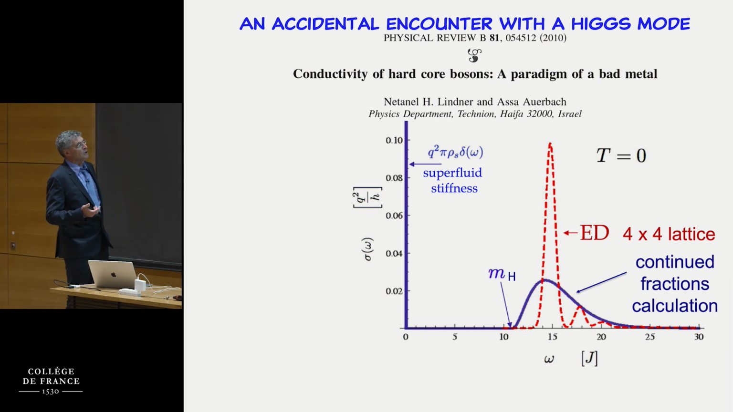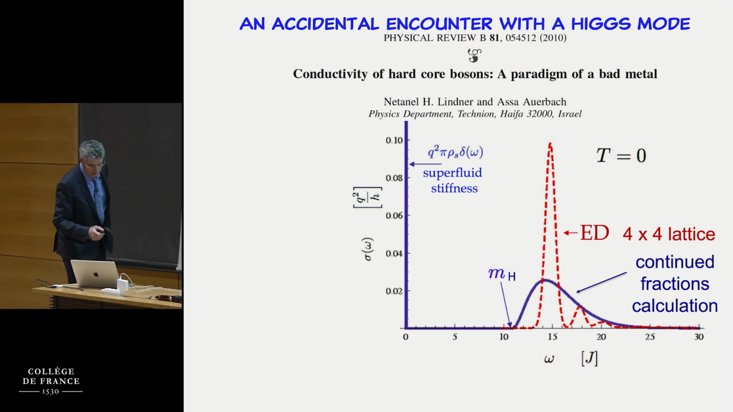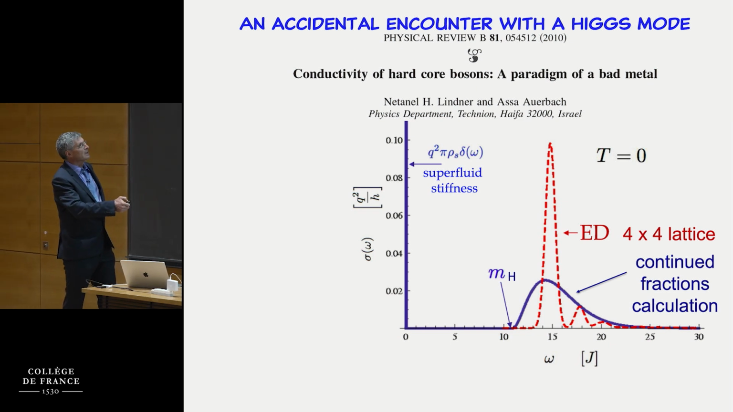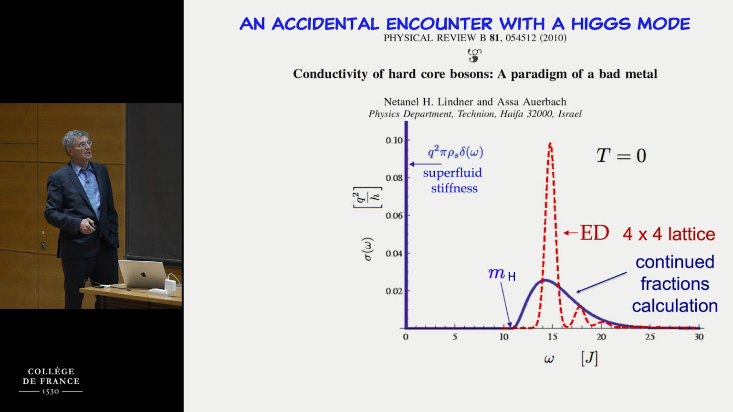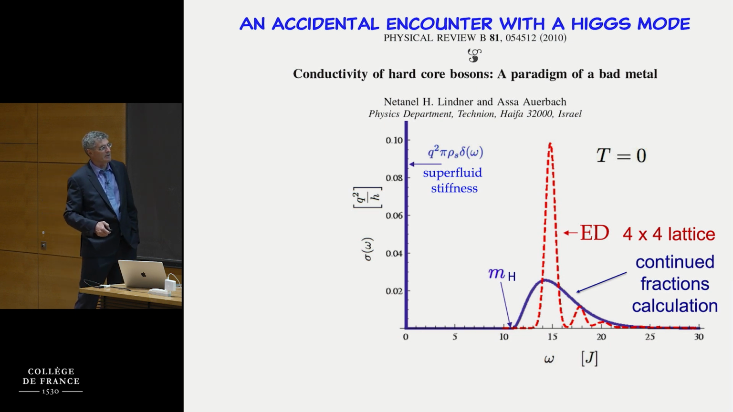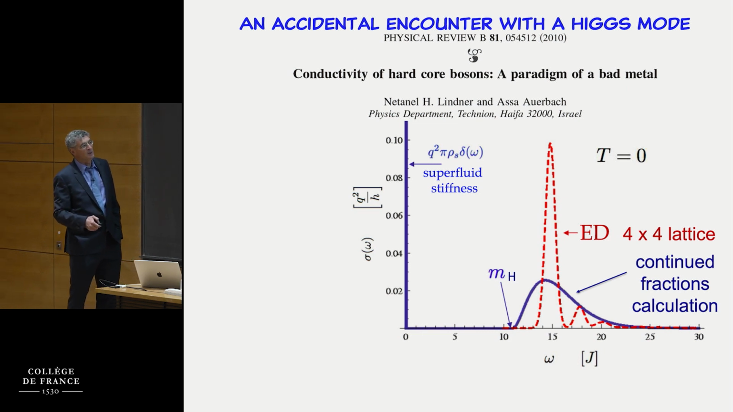What you expect from bosons at low temperature, this is at 0 temperature, is for them to be superfluid, and that's the peak that you see at 0 frequency. That's called the superfluid stiffness. This peak here is a delta function. It has a weight which is not the full weight, and the rest of the weight goes into some high energy component, but it looked like a threshold behavior. This is a calculation based on continued fraction expansion, which I will describe in the technical talk next time. This is exact diagonalization of a very small lattice.